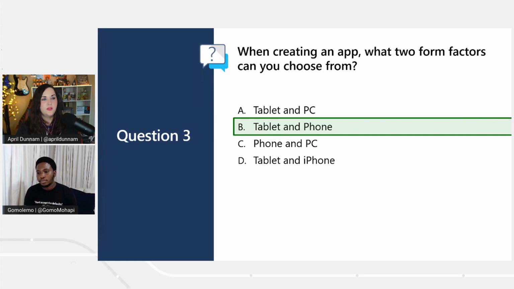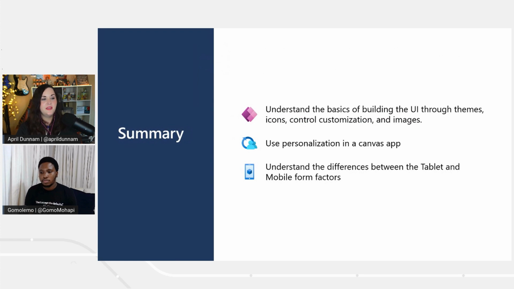All right. Well, we have covered a lot today. Why don't we kind of summarize what we've learned so far? Sure. All right. So we talked about the basics of understanding the UI through themes. We talked about that early on. Icons, customizing our individual control properties, and images. HomeAlone gave us a great overview of personalization, how we can pull in your profile image and your full name to personalize our applications. And we just went over understanding the differences between the tablet and mobile form factors for our apps.